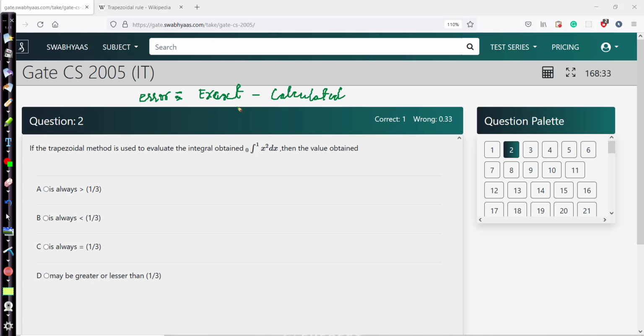So when can error be negative? Only if the calculated value is greater than the exact value, then only the error is going to be negative. And since error is negative, say it is minus 2: the exact value should be 6, and the calculated value is 8. So you can see this pattern, the calculated value is always greater than the exact value. That is going to be the case if we employ the trapezoidal method to find this area, then the value obtained will be greater than 1 by 3.